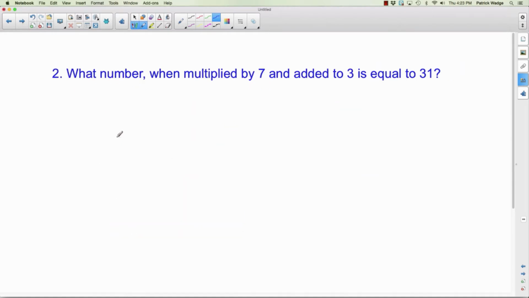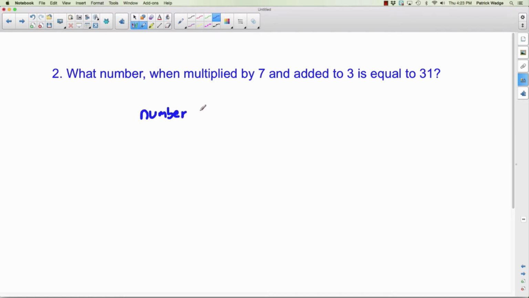All right, I think I got 4 of them for you. What number, when multiplied by 7 and added to 3, is equal to 31? So it's not totally clear. I don't really like the way this is stated. But what we want is some number. Okay, I'm going to write number.